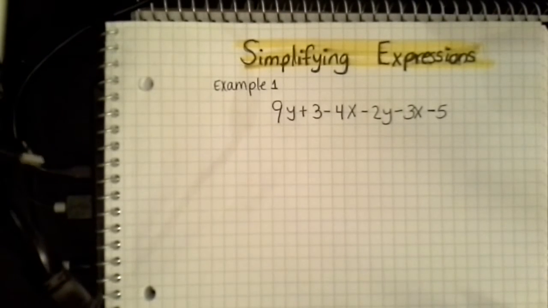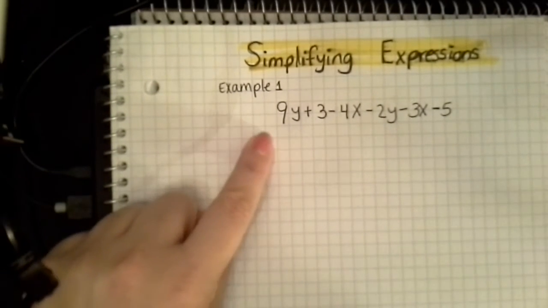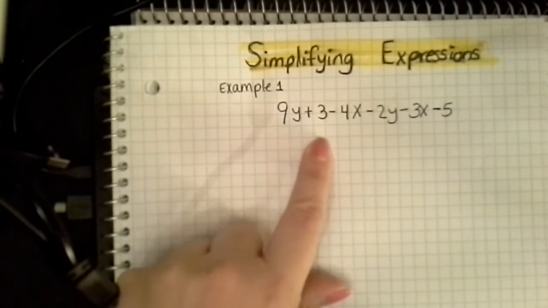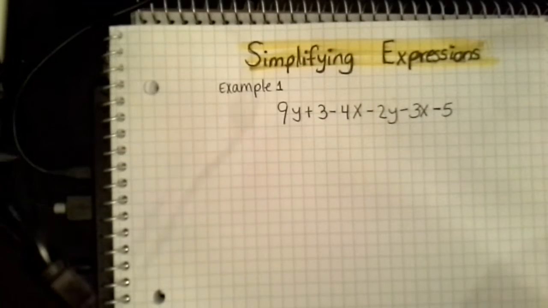Today we're going to be covering simplifying expressions. This is the first example in our presentation. We have 9y plus 3 minus 4x minus 2y minus 3x minus 5.